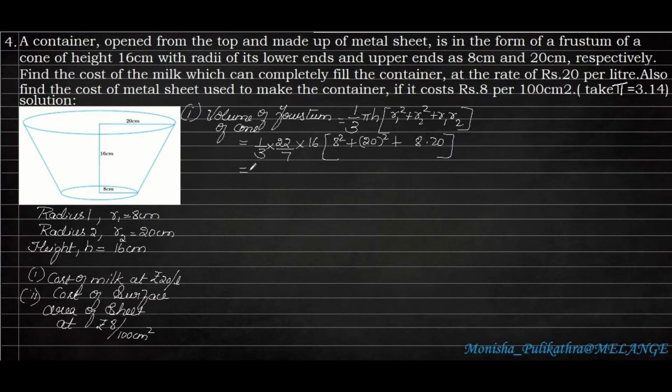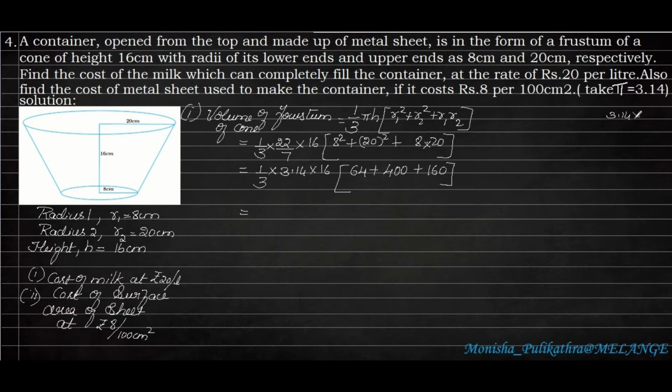So next, 1 by 3. Since they have given, we can take the pi value as 3.14. So instead of 22 by 7, we can take 3.14 into 16. Okay. So 8 square is 64 plus 20 square is 400 plus 8 into 20 is 160. So this is 8 into 20, that is 160. Okay. So next we need to multiply 3.14 into 16.